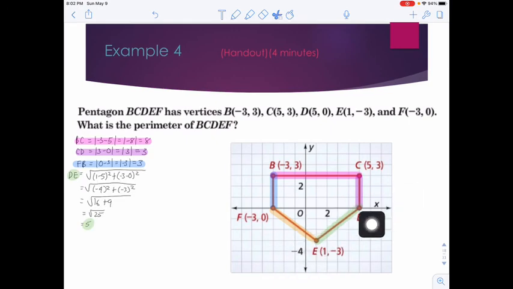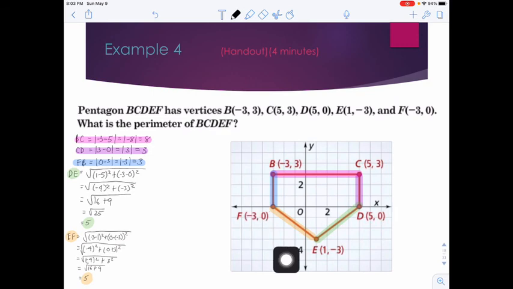Since segment DE is diagonal, we can use the distance formula with D (5, 0) and E (1, -3) to get the square root of (1 minus 5) squared plus (-3 minus 0) squared. 1 minus 5 gives us -4, -3 minus 0 gives us -3. -4 squared is 16, -3 squared is 9, 16 plus 9 is 25, and the square root of 25 is 5. So the length of segment DE is 5.